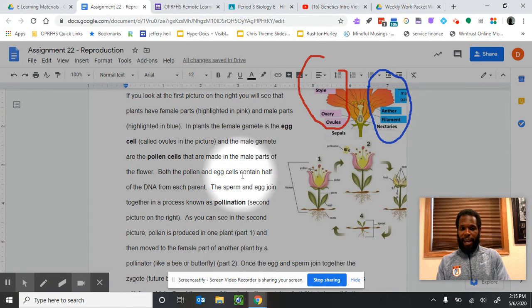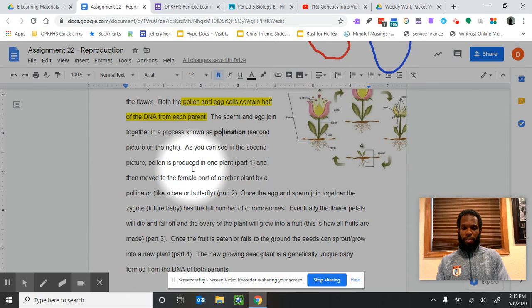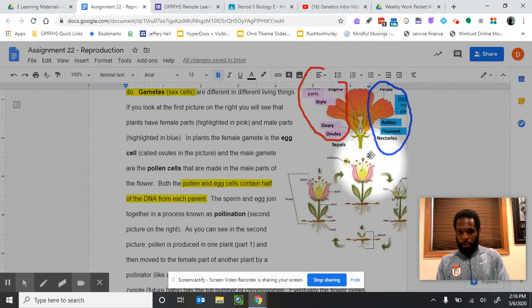Both the pollen and egg cell contain half the DNA from each parent. Interesting. So the pollen, which is the male part, and the egg cells contain half the DNA from each parent, just like we saw in the humans. The sperm and egg join together in a process known as pollination, which is the second picture on the right. As you can see in the second picture, pollen is produced in one plant, part 1, and then moved to the female part of another plant by a pollinator, like a bee or butterfly, part 2. So if you see in this picture here, a bug will land on here, it'll kind of rub in the pollen and fly to another plant to spread that pollen into the eggs.